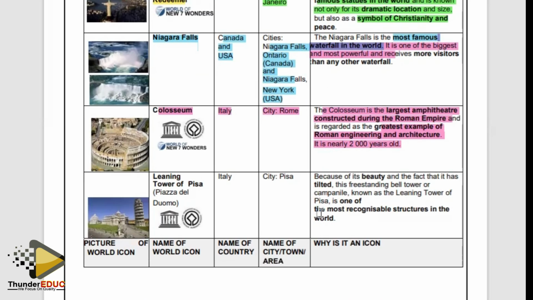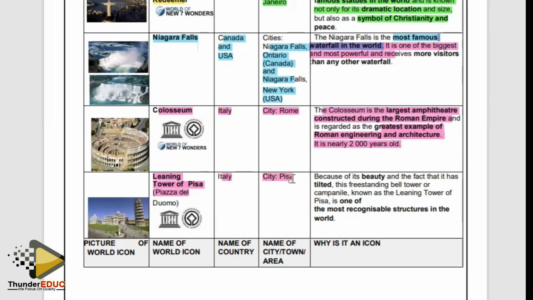The next icon is also located in Italy. Here is the picture of the world icon. It is actually a tower, known as the Leaning Tower of Pisa. The Latin name also appears there. It is also a UNESCO World Heritage Site located in Italy, in the city of Pisa.